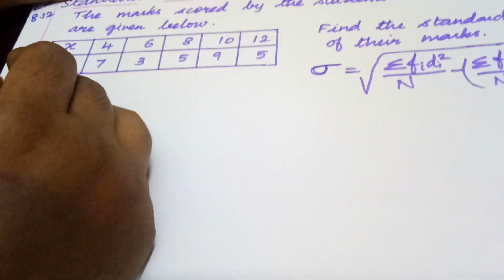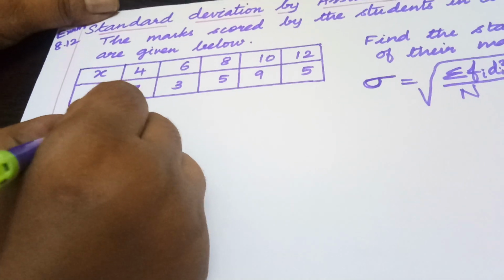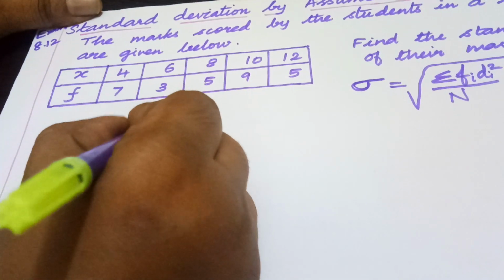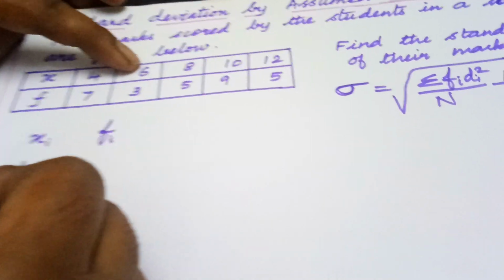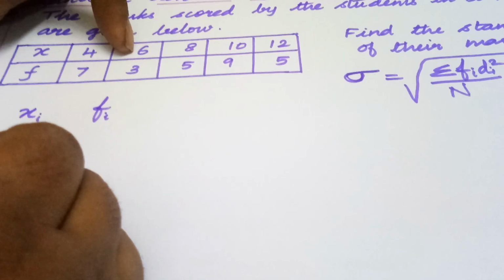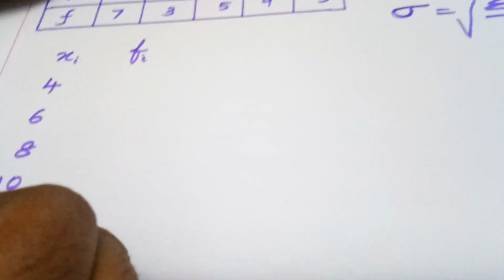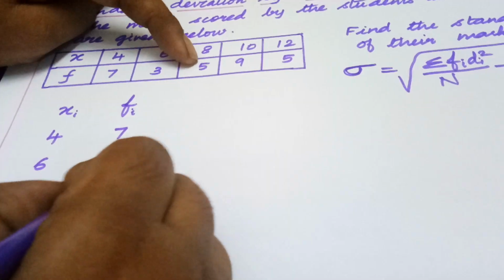So we are going to arrange this table vertically. That is, we are going to write x here and f here. So we can name it as xi and fi. So we have to write in the ascending order, but it is already in the ascending order. So I am going to write as it is. F is, so we have to be careful in writing the corresponding values.